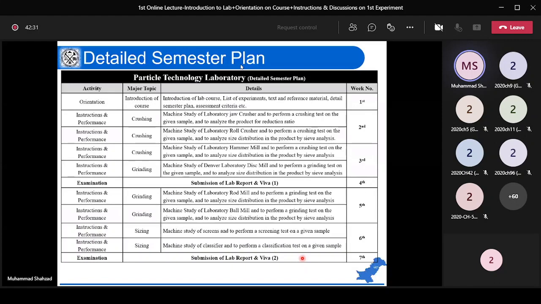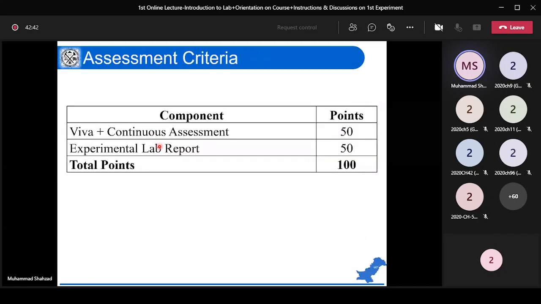Then there come the components: Viva, continuous assessment 15 points, and experimental lab report 50 points, with 34 for the report writing and 24 for the discussion section.